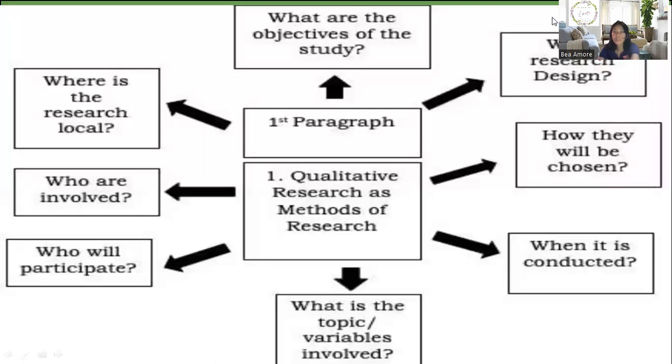What are the objectives of the study? What research design? How will they be chosen? This is under the first paragraph. What are the objectives of the study? What research design, and where is the research locale?